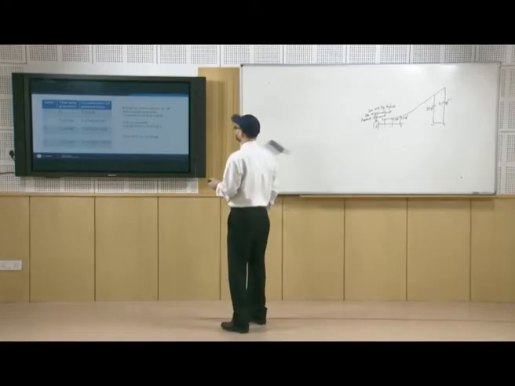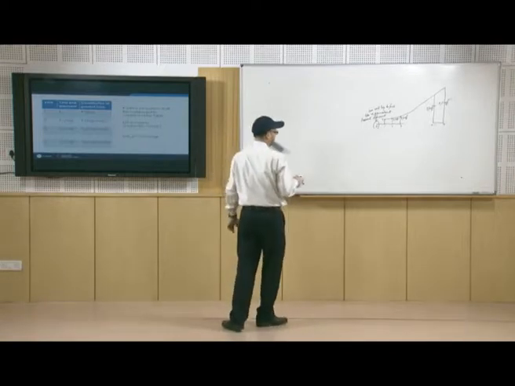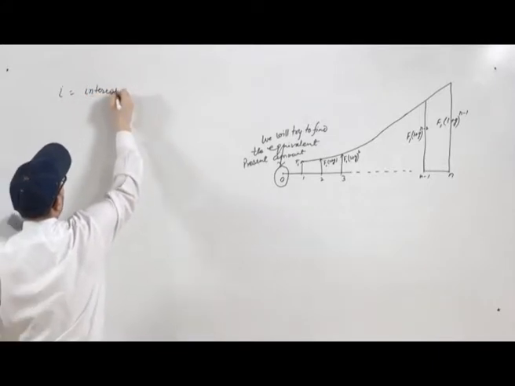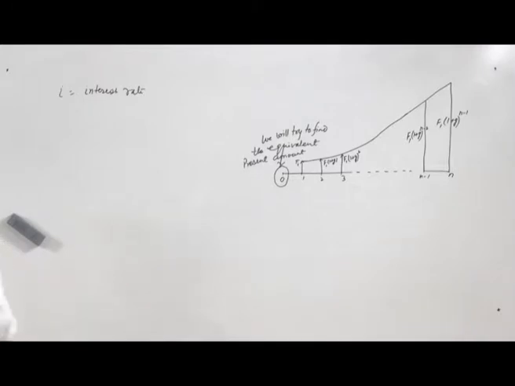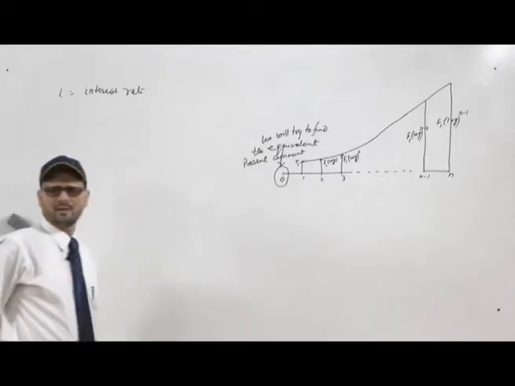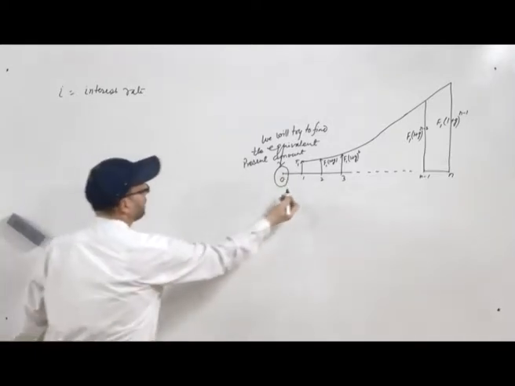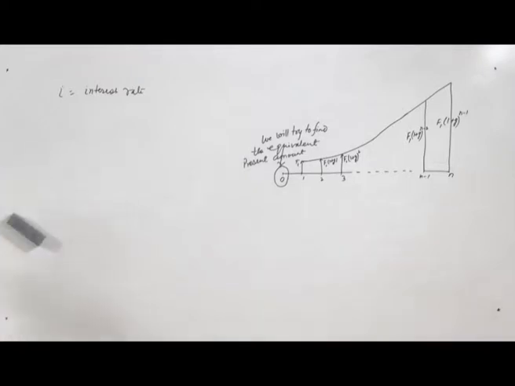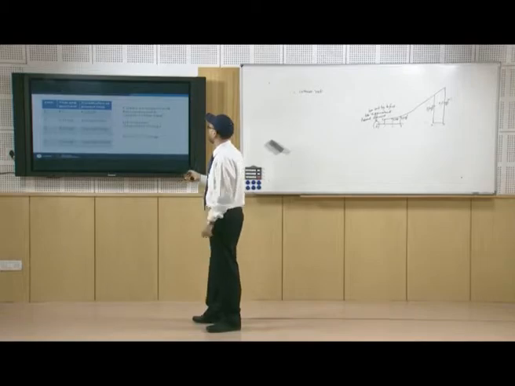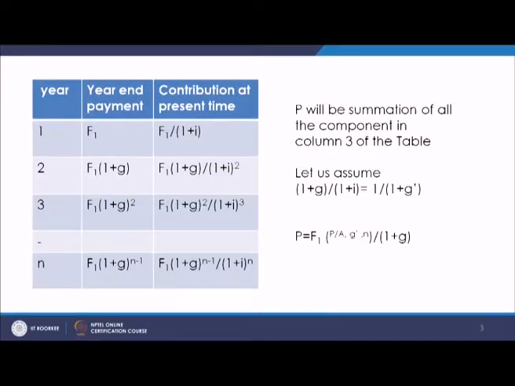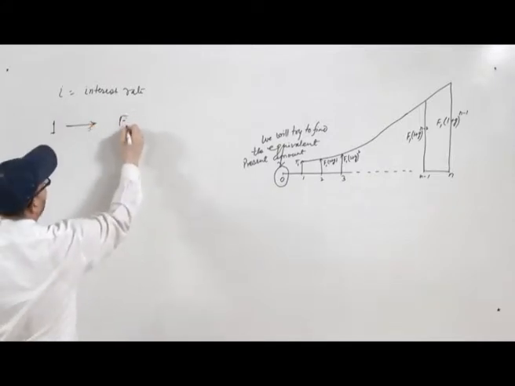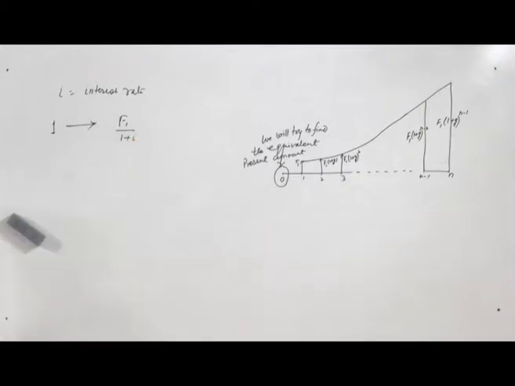Now, as we see the table, in the first year we are paying F1 and our interest rate is I. So, for the first year, this amount which is paid, F1 at the end of 1 year, its contribution here will be F1 by 1 plus I. So, first year you get F1 upon 1 plus I, that is what you get here.